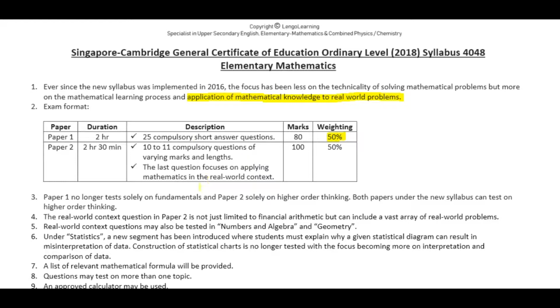And more importantly, there is this new question that has only been implemented since 2016. This new type of question is a real world context question, whereby it focuses on how you actually apply the mathematics to a real life problem. And this question usually takes up about 10 marks. So the total marks for paper 2 is 100 marks, but it takes up an equal weightage as paper 1, 50%.